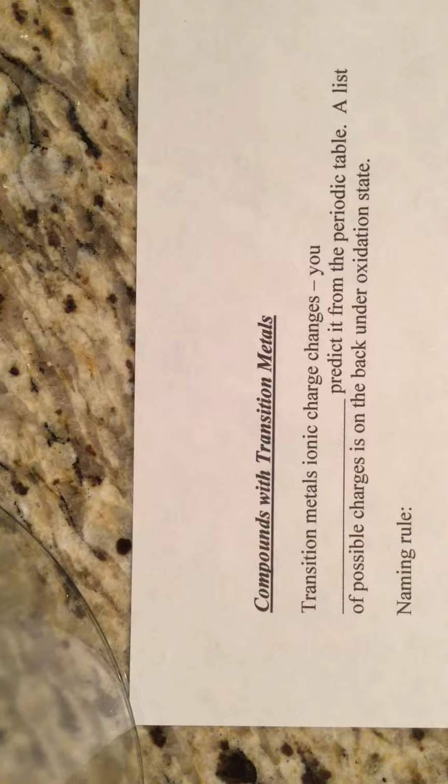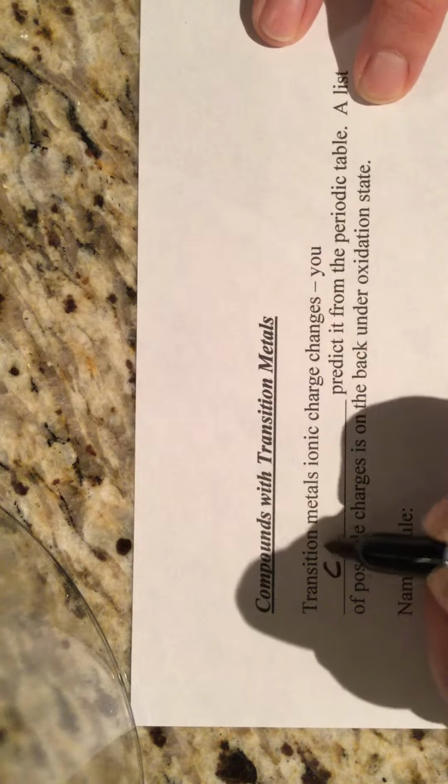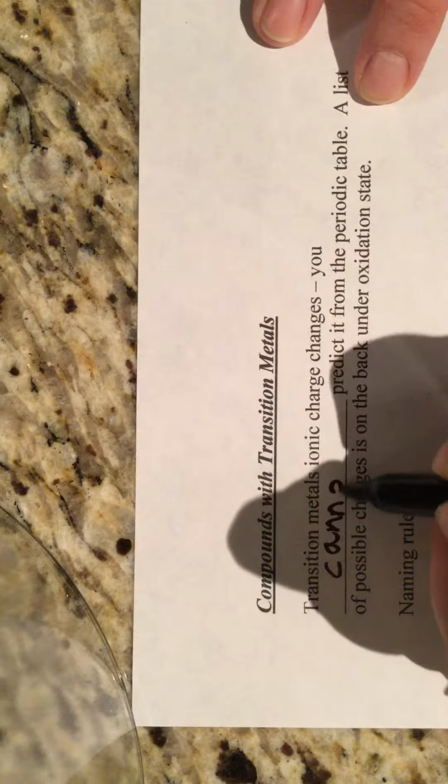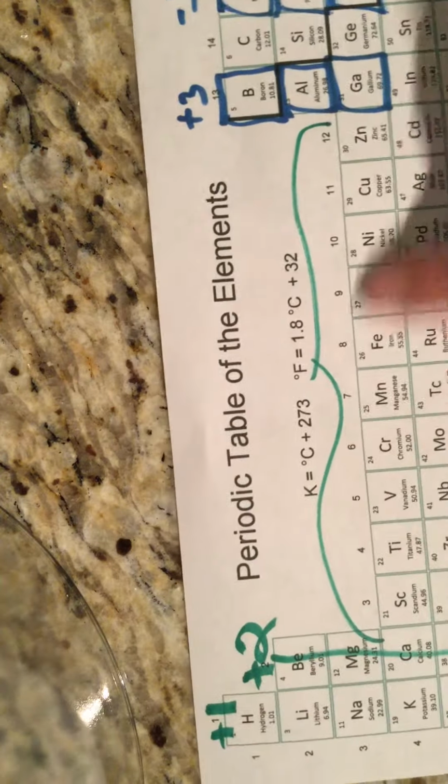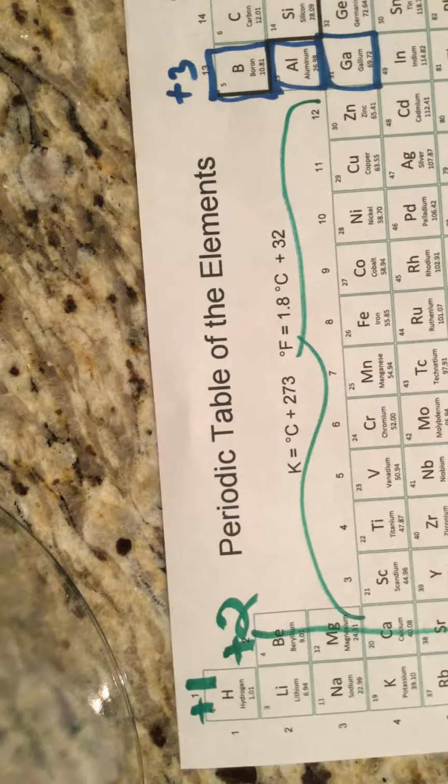Transition metals are ionic charges that you cannot predict from the periodic table. So today, yesterday we skipped our transition metals; today we're going to deal with them. It's the exact same thing. We're still looking for our metals first and our charges to be 0.